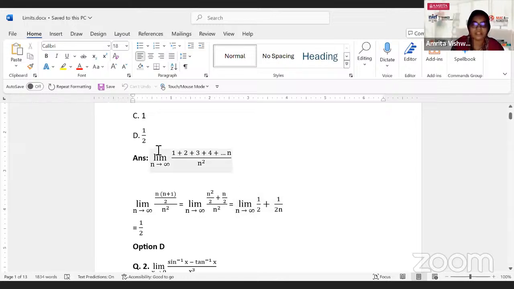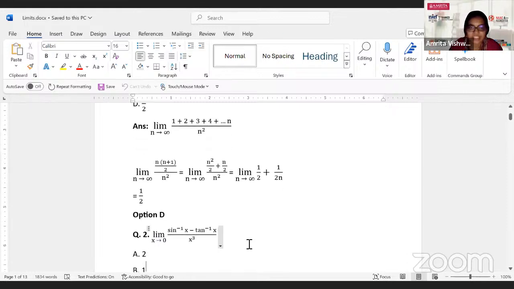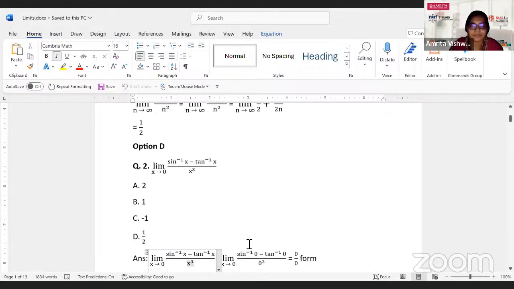So the option here is option D. The option for this question is option D. Yes, thank you. So we'll move to the next question.